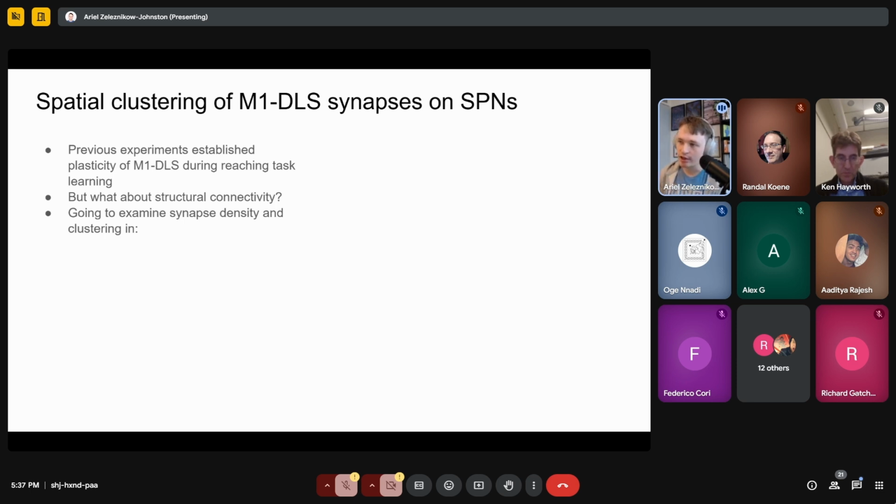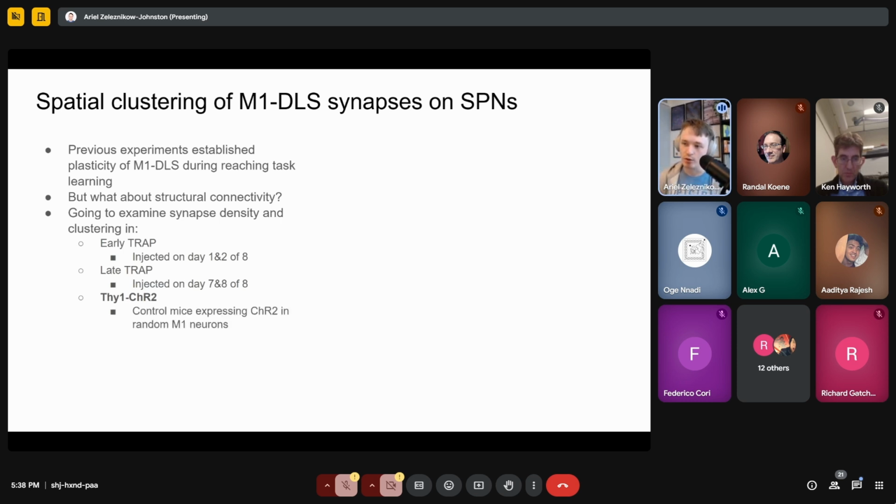So what they're going to do is examine synapse density and specifically synapse clustering in these early trap animals, those that were trained and injected early on during the training session, and in late trap animals, those injected on day 7 and 8 to label the neurons that were active towards the end of training. They're also going to use this Thy1-channelrhodopsin-2 animal as a control. That's not the same as the Thy1-YFP I mentioned before.